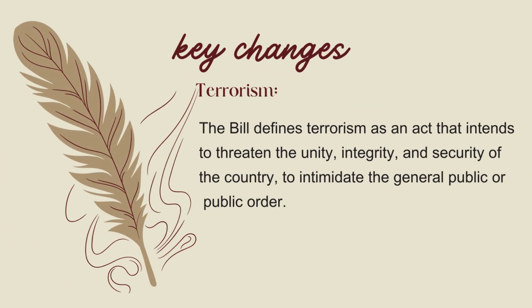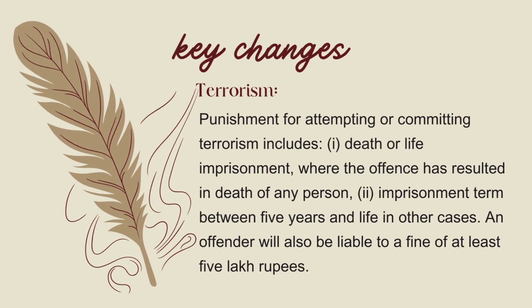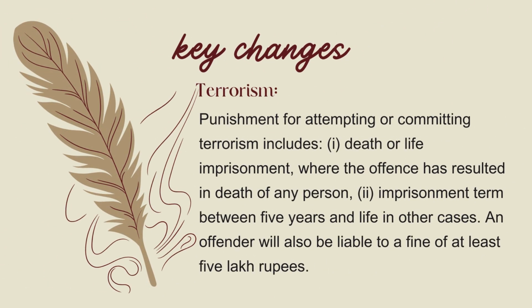Punishment for attempting or conducting terrorism includes death, or life imprisonment, depending on the offense. If the offense is proved and the death of any person occurs, then it is death or life imprisonment. The second is an imprisonment term between 5 years to life in other cases. If someone has died, it is the death penalty, like hanging. And the second is from 5 or 7 years to lifelong, depending upon the cases. And he is also liable to a fine of at least a minimum of 5 lakh rupees.